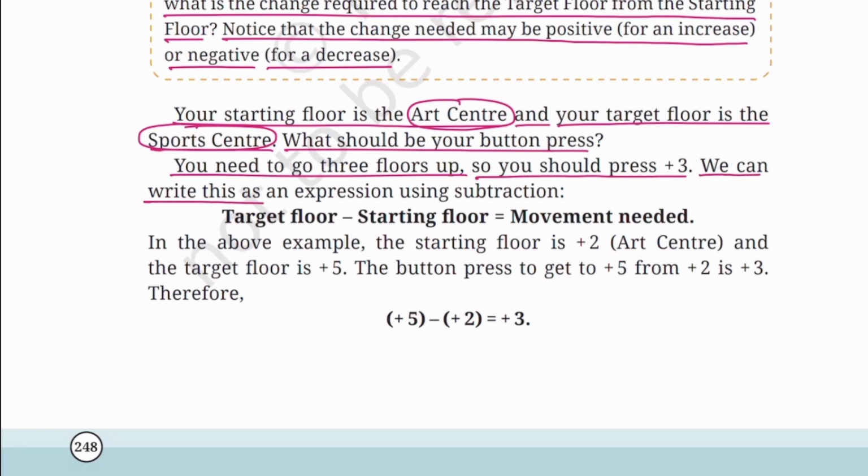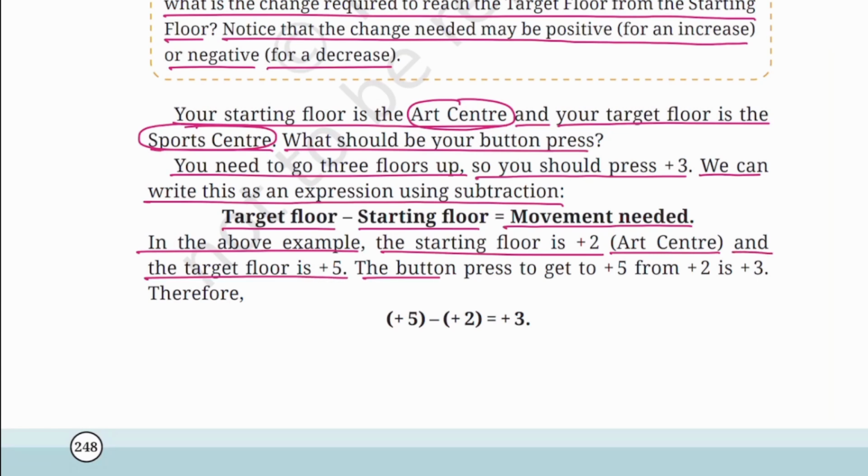We can write this as an expression using subtraction. Target floor minus starting floor is equal to movement needed. In the above example, the starting floor is +2, art center, and the target floor is +5. The button press to get +5 from +2 is +3. Therefore, +5 minus +2 is equal to +3.